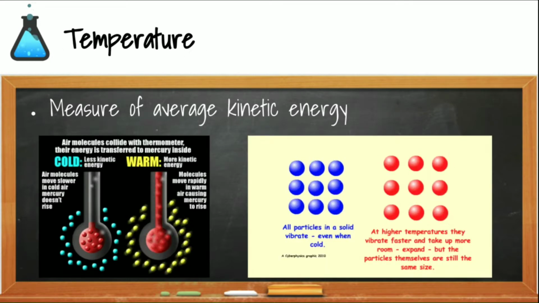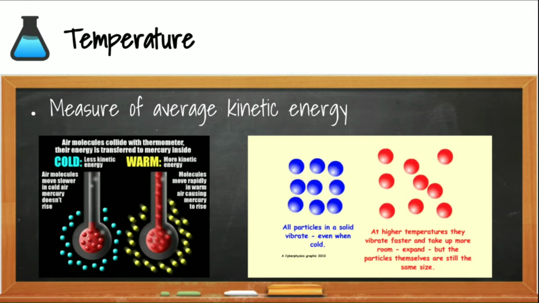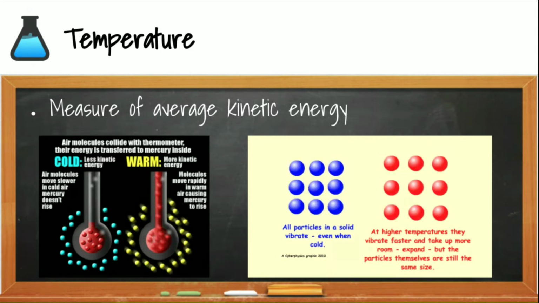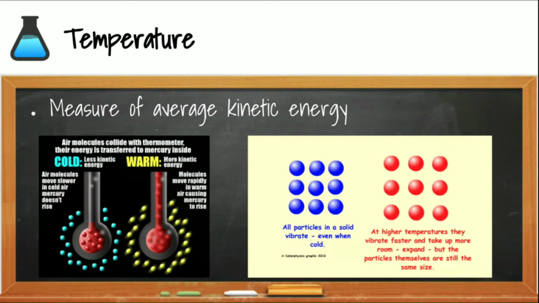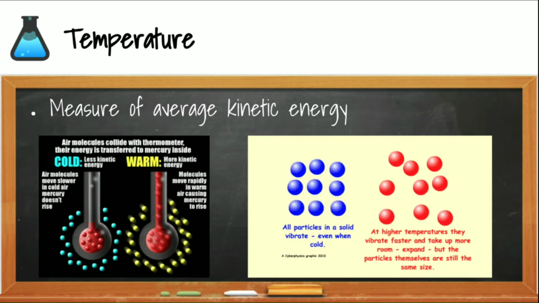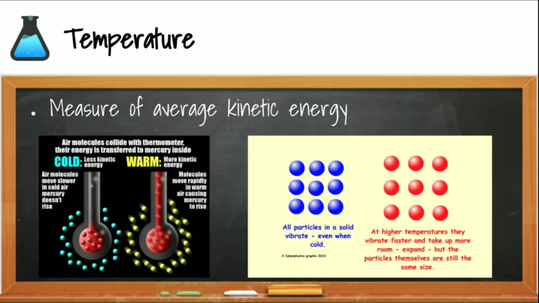Temperature is the measure of the average kinetic energy of a substance. When particles are moving slowly, they will have a lower temperature, and as particles speed up, they may have a higher temperature. We know that as we increase temperature, we are often able to change the phase of matter from solid to liquid to gas.